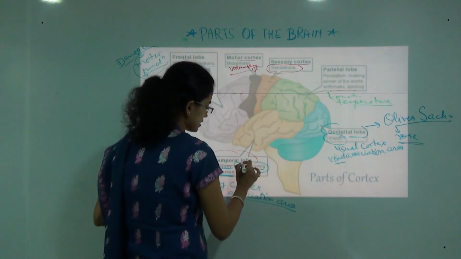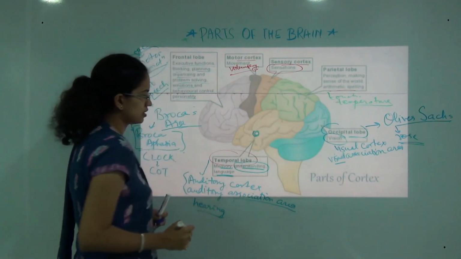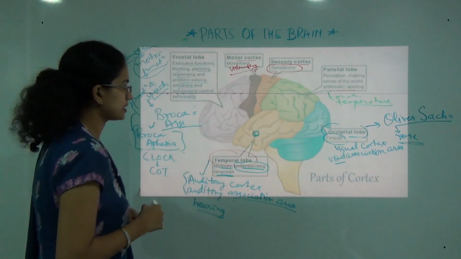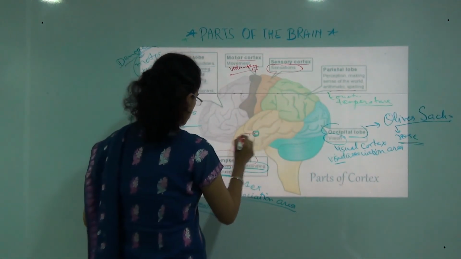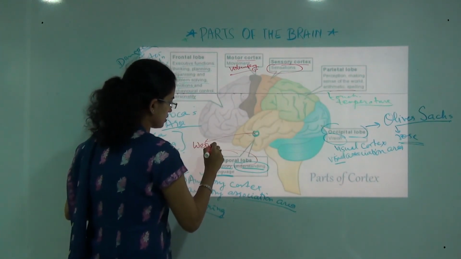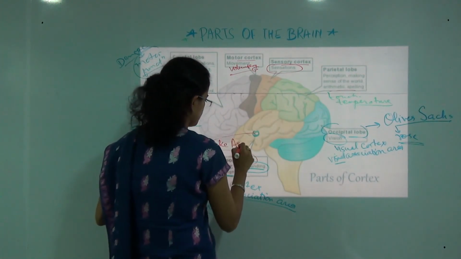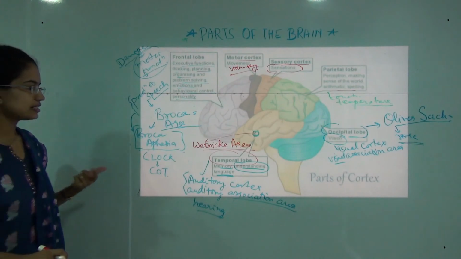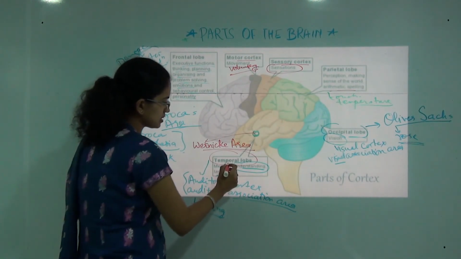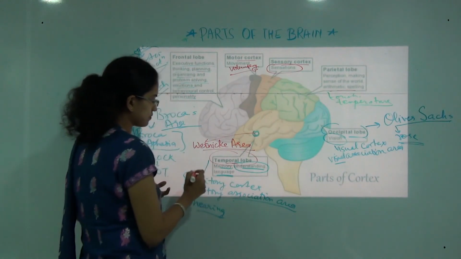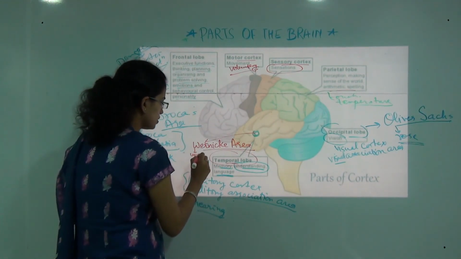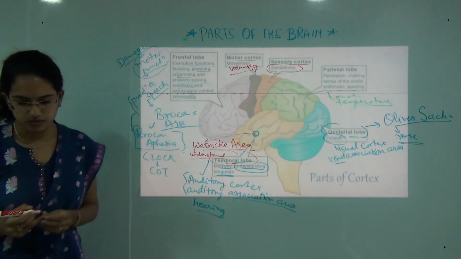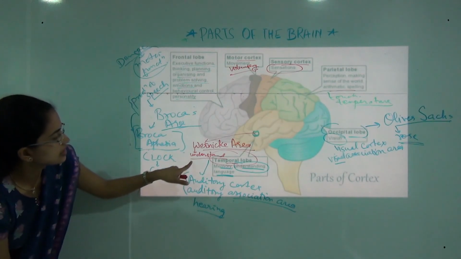Since it deals with understanding, there is another basic area found in the temporal lobe, and that area is known as Wernicke's area. So just mention it here. You have the Wernicke area. And what does this Wernicke area do? It tries to understand the meaning of the word. As we said, this lobe deals with memory, understanding and language. So this tries to understand the meaning of certain words.